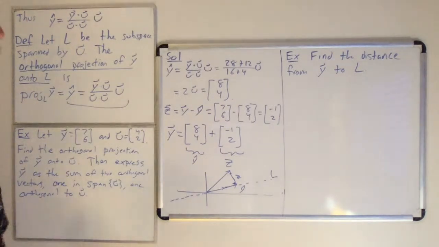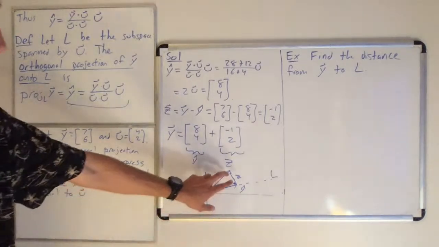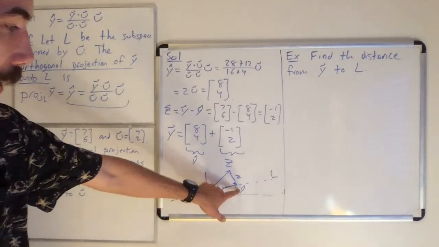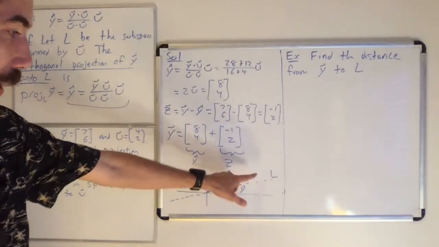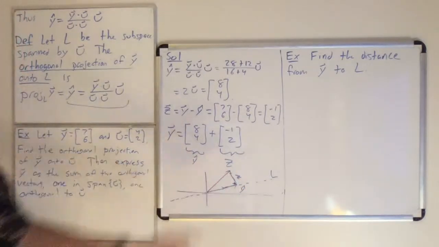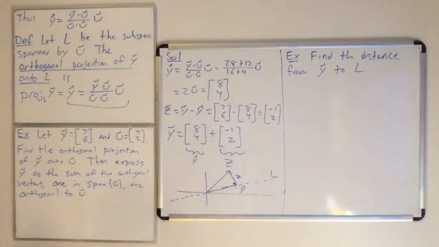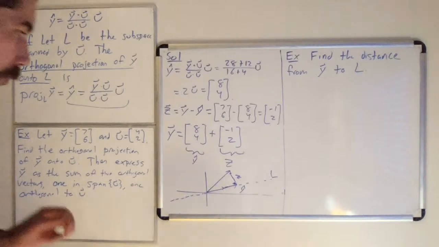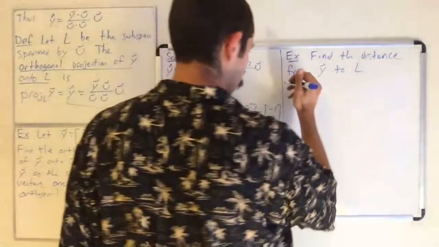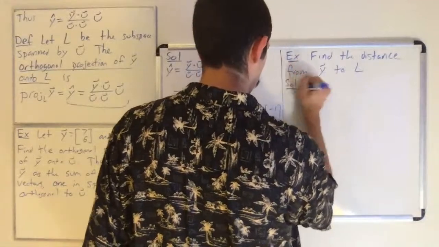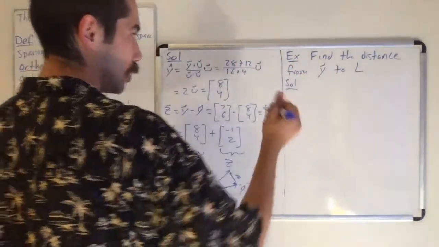Yeah, it's just the length of z, right? So y hat is going to be the closest point on L to y. And so we just look for the length of z. Another way to think of it is it would be the distance between y and y hat. So this is the distance.